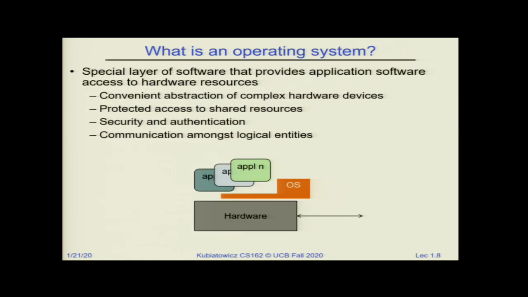So, what's an operating system? It's a special layer of software that provides application software with access to hardware resources. So this is one thing you could say. And what I'm showing here is hardware, which has many things associated with it, right? Disk drives, CPUs, memory, all sorts of interesting things.